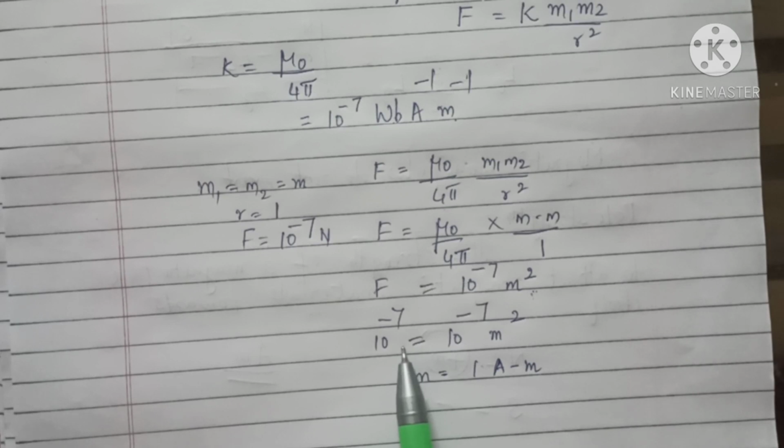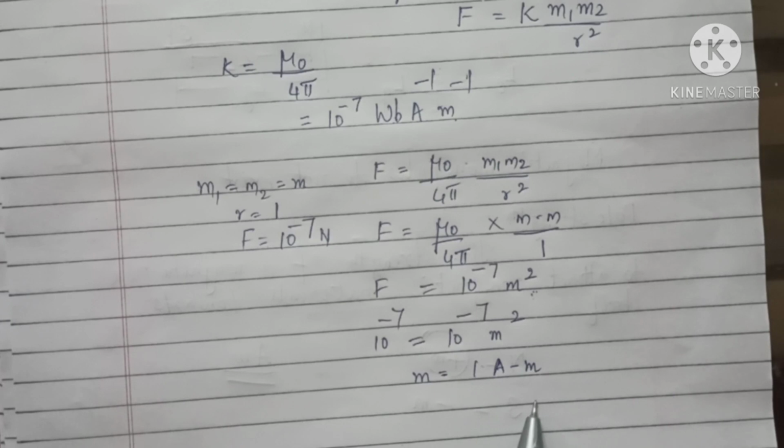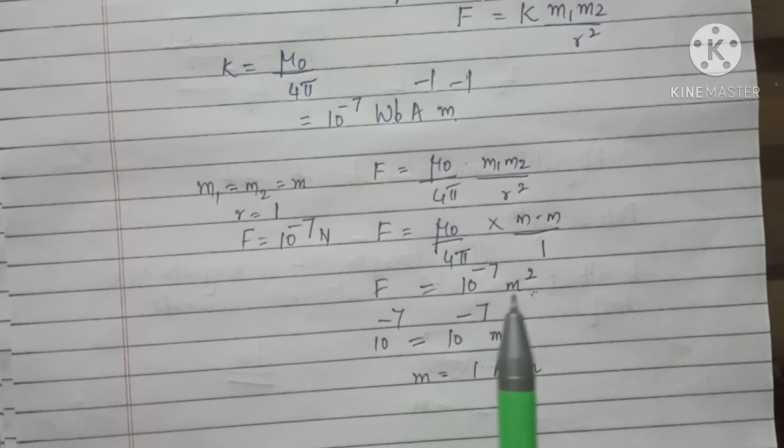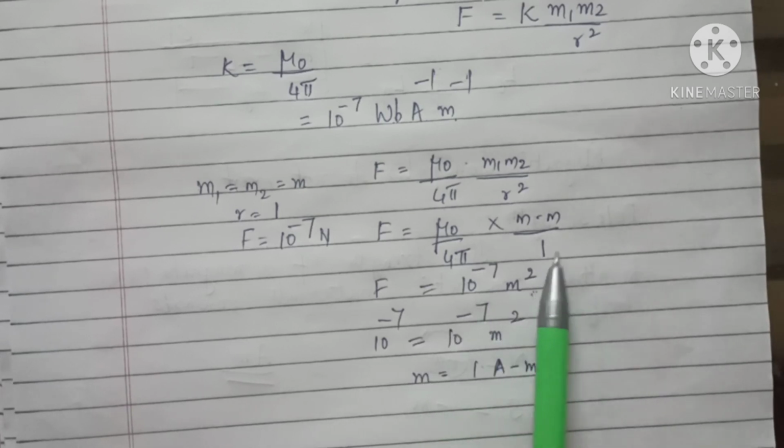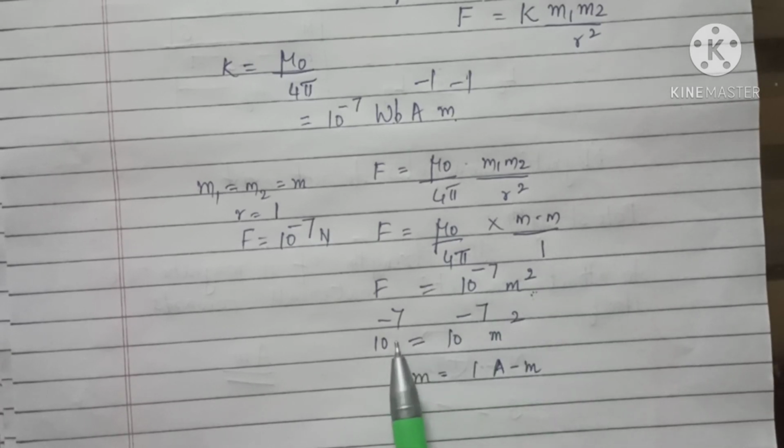Understood? So the strength of a magnetic pole is said to be 1 ampere meter if it repels an equal and similar pole when placed in vacuum at a distance of 1 meter from it with a force of 10 raised to minus 7 Newton.